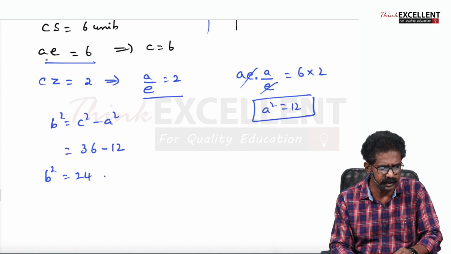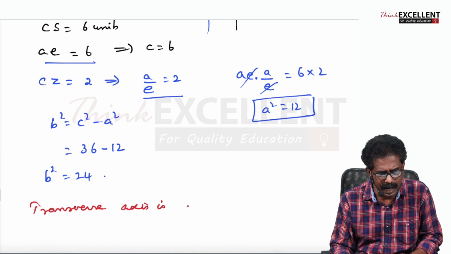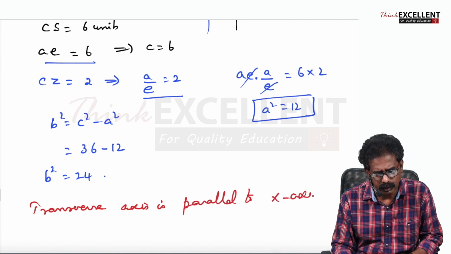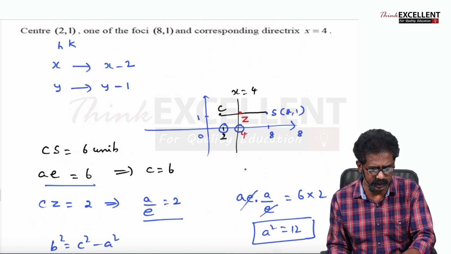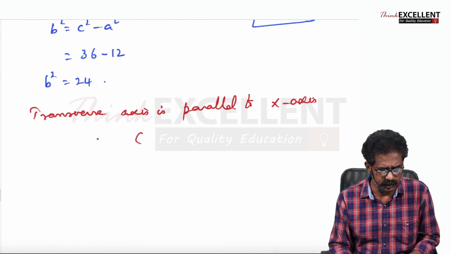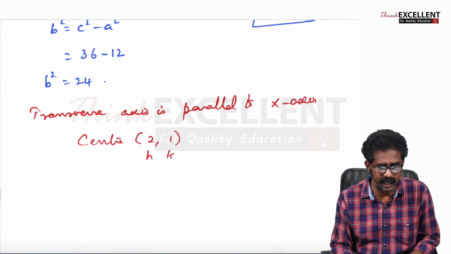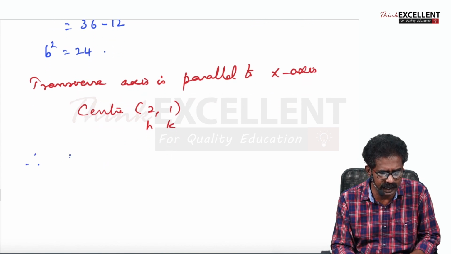So this is of the first type. So that you mentioned here, the transverse axis is parallel to the x-axis. Don't say along the x-axis because it is not passing through 0, 0, right? The center is at 2, 1. Center is 2, 1. So this is our H and K. So first type, center H, K. So with this idea, you can write the equation of the hyperbola.